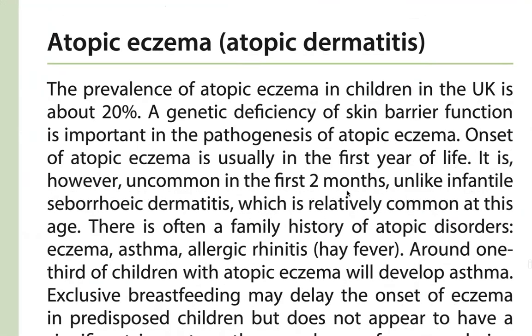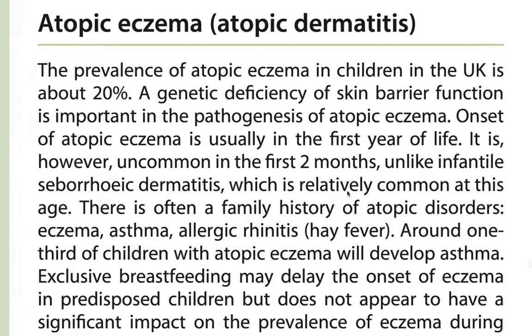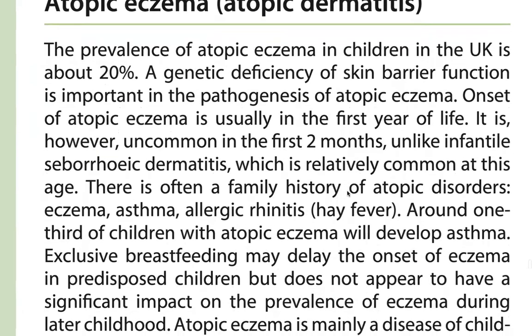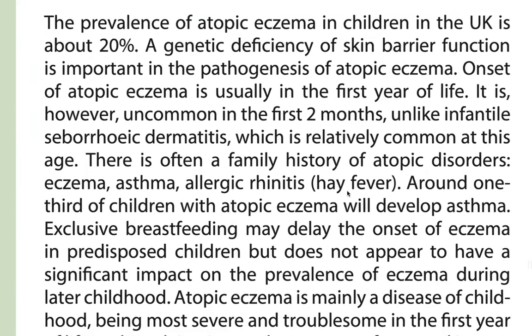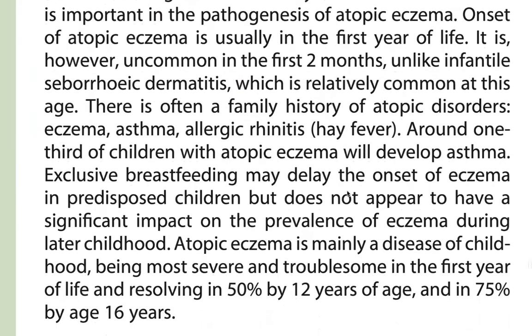Atopic eczema, atopic dermatitis. The prevalence of atopic eczema in children in the UK is about 20%. Genetic deficiency of skin barrier function is important. Pathogenesis of atopic eczema: onset is usually in the first year of life. It is, however, uncommon in the first 2 months, unlike infantile seborrheic dermatitis, which is relatively common at this age.